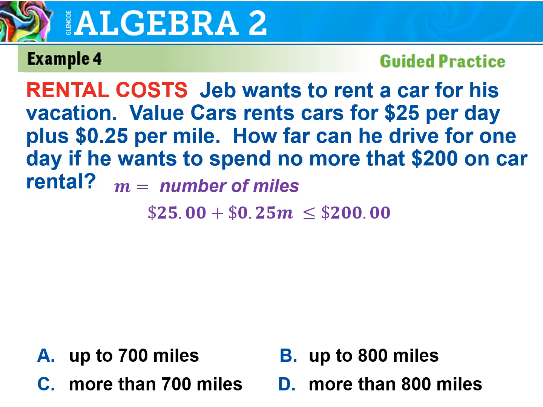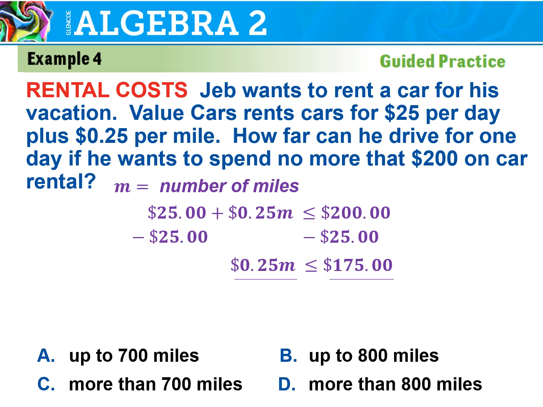So $25 plus 25 cents per mile needs to be no more than $200, so less than or equal to 200. Get rid of your $25, subtract it on both sides. We get 25 cents times M must be less than or equal to $175. When we divide each side by a quarter, because that's what 25 cents is, M, the number of miles, is less than or equal to 700, which is another way of saying up to 700 miles.